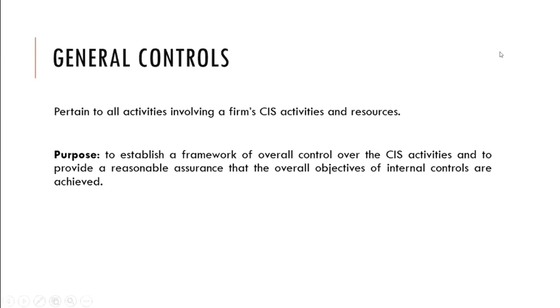So, going back, general controls are those that are applicable to the entire computer information system network. So this pertains to all activities involving a firm's CIS activities and resources. The purpose of these controls is to establish a framework of overall control over the CIS activities and to provide a reasonable assurance that the overall objectives of internal controls are achieved. So these controls are applicable regardless of the computer that you are using, regardless of the software that you are using. So this is applicable to all. No, general siya. General iyang application.